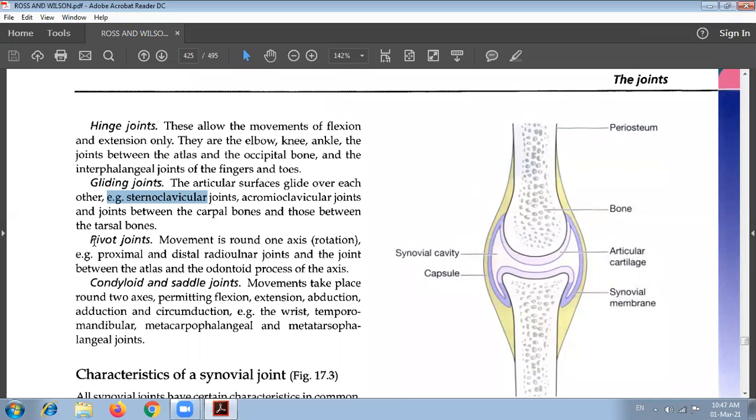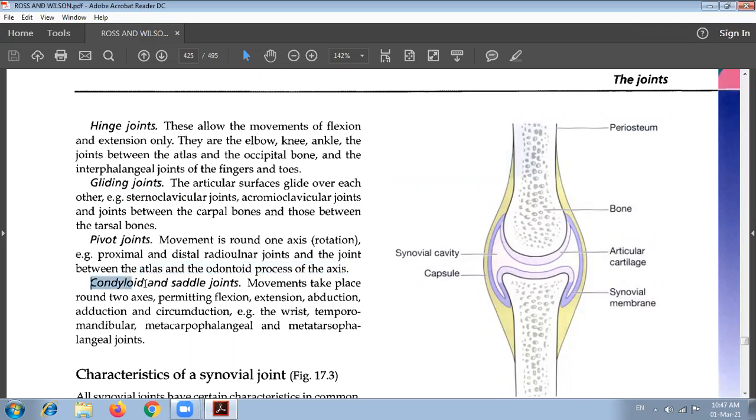So the proximal and distal radio ulnar joints and the joint between the atlas and the odontoid process of the axis. So here you can see this is the joint which has the rotation movement.